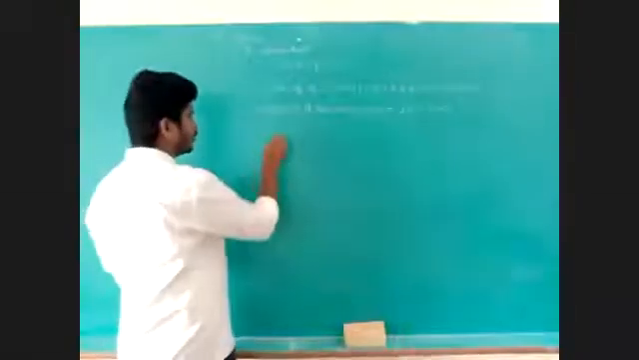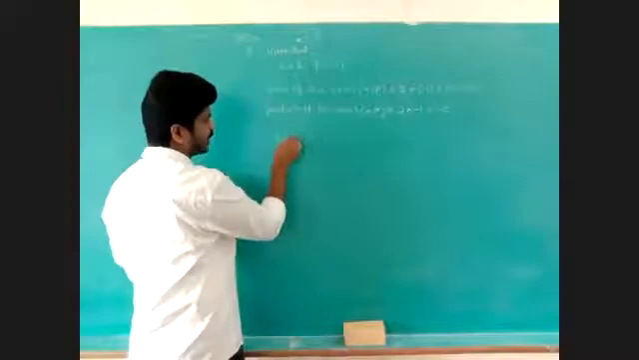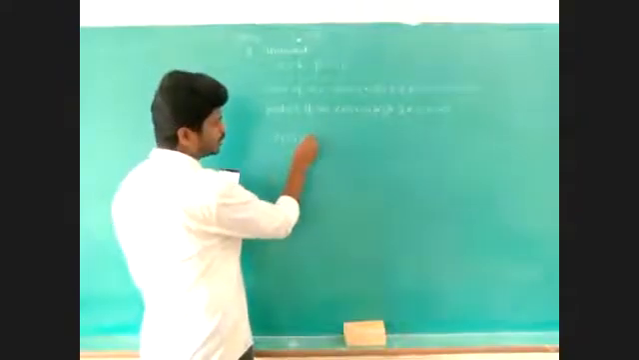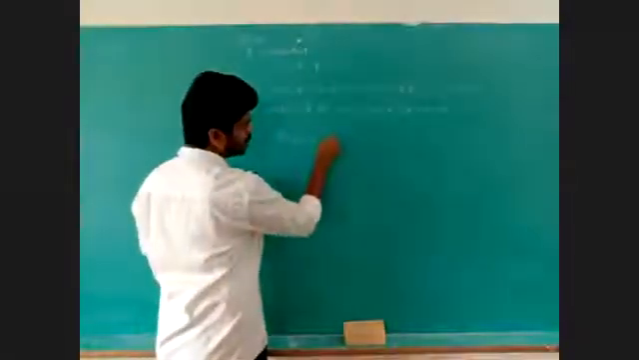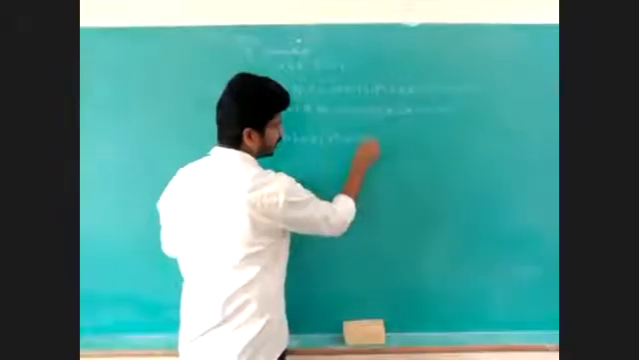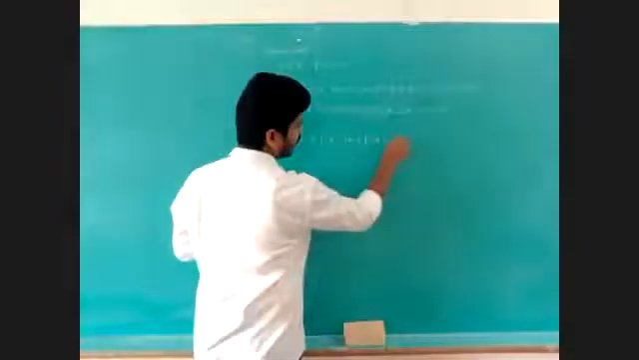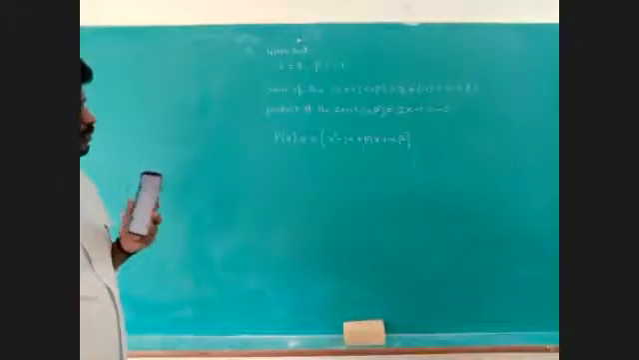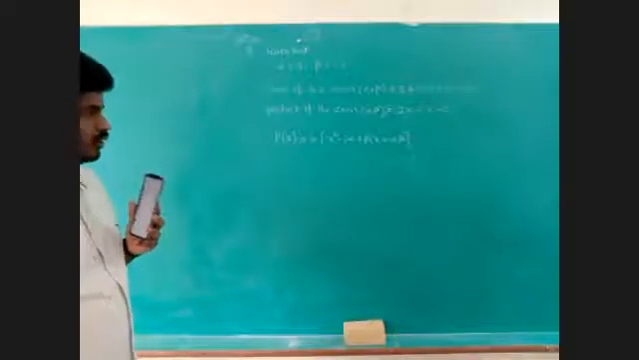Then find the quadratic polynomial. The general form of the quadratic polynomial, if x minus alpha and x minus beta are the two factors, is p of x equal to k into x square minus (alpha plus beta) into x plus alpha into beta. Is it right? Is it clear? Yes, sir.